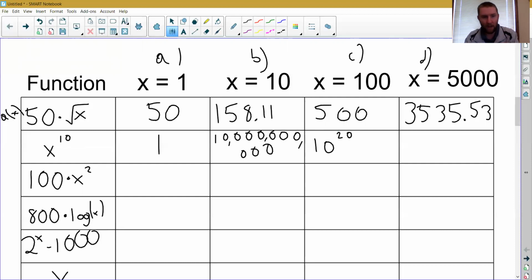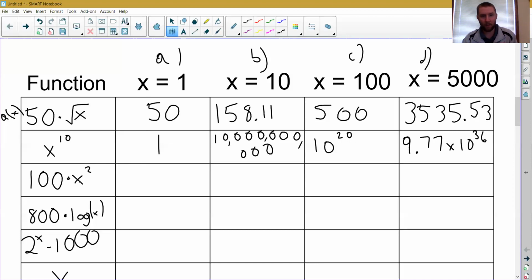And then if I do 5,000 to the 10th power, now I get 9.7656 times 10 to the 36th. So this is 9.77 times 10 to the 36th power. Okay, so that's scientific notation. Basically 977 and then 33 zeros after that, right? So obviously things are getting very big. Okay, now I'm gonna go through the next one relatively quickly.